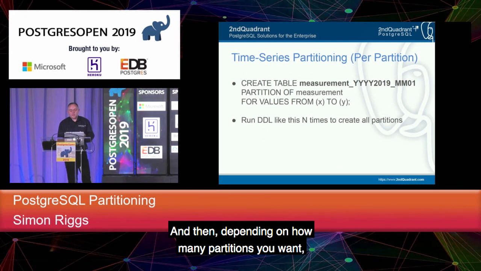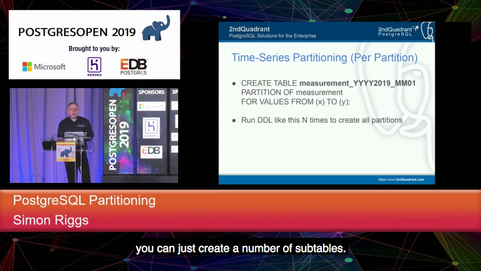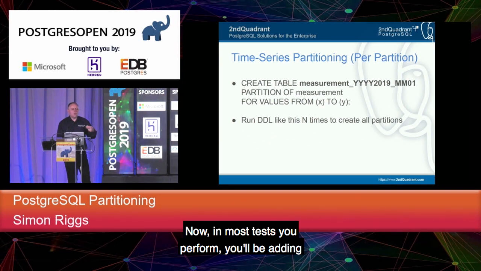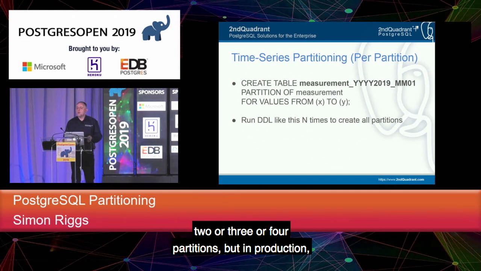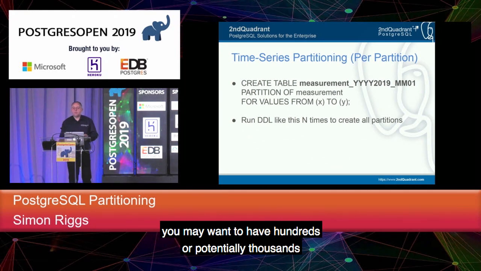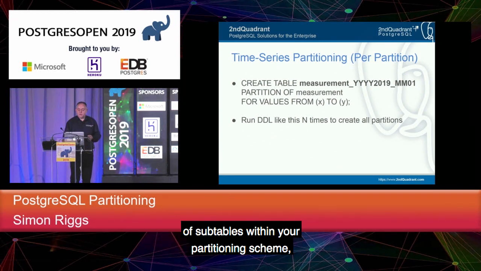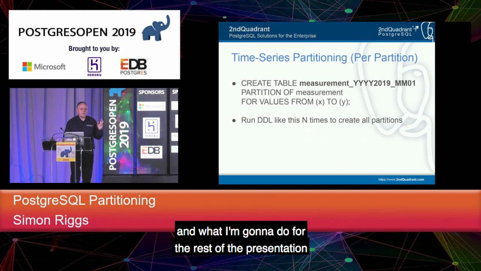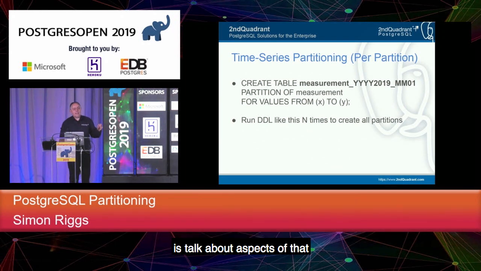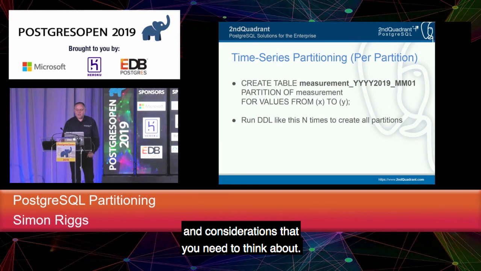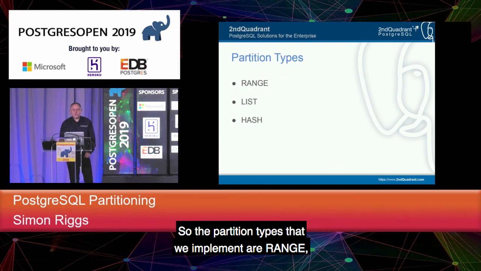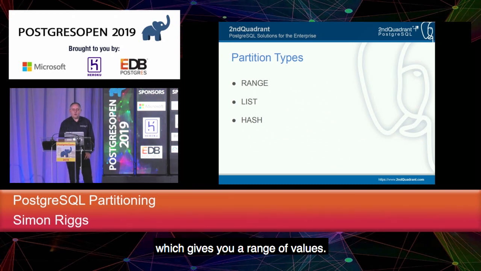And then, depending on how many partitions you want, you can just create a number of subtables. Now, in most tests you perform, you'll be adding like 2 or 3 or 4 partitions. But in production, you may want to have hundreds or potentially thousands of subtables within your partitioning scheme. And what I'm going to do for the rest of the presentation is talk about aspects of that and considerations that you need to think about. So the partition types that we implement are range, which gives you a range of values.